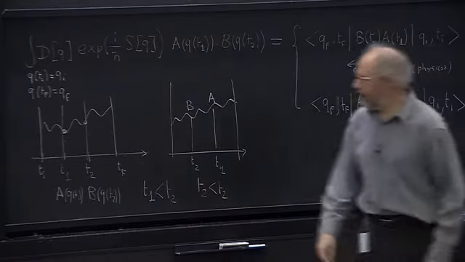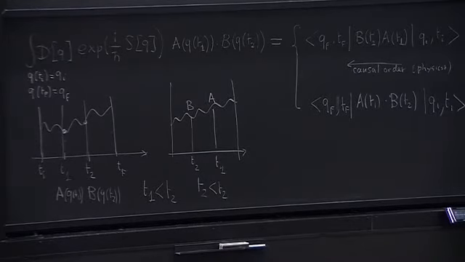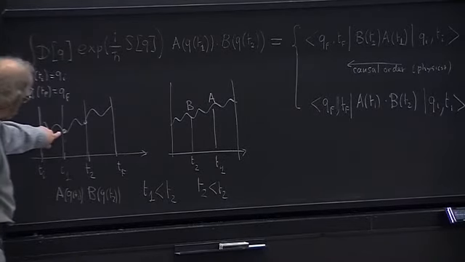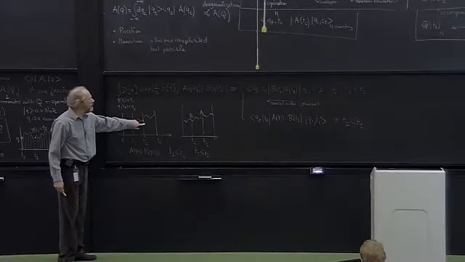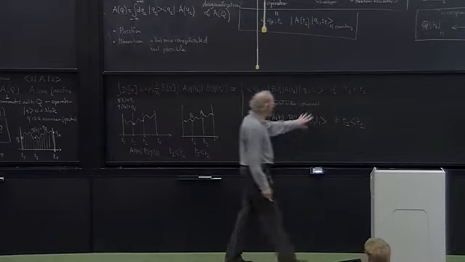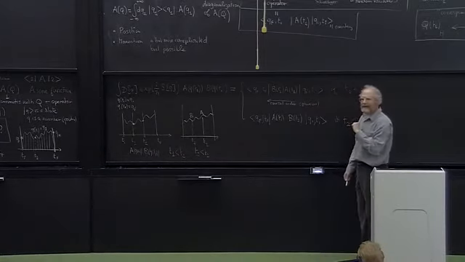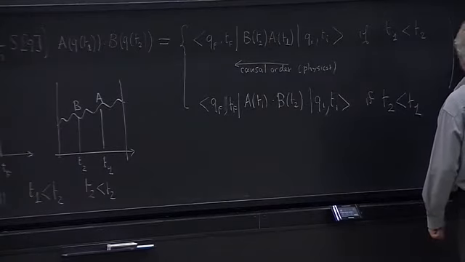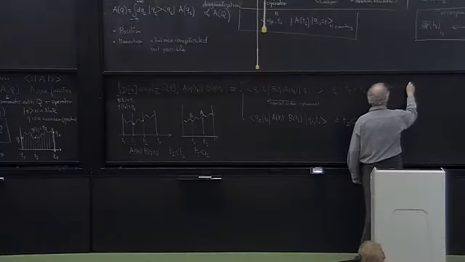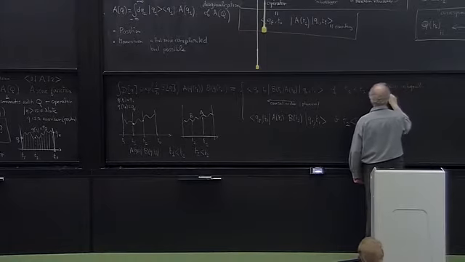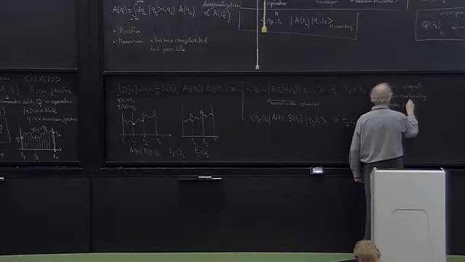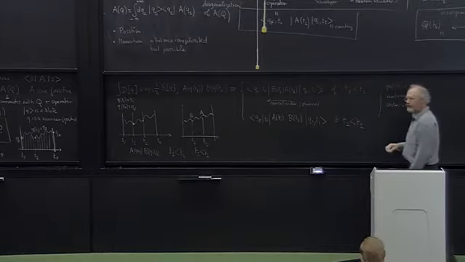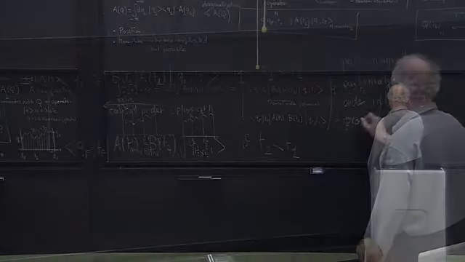So you see the same path integral gives us a matrix element of a product of operators, but the operators are automatically ordered in time. So the path integral automatically orders in time, in causal order, products of operators.